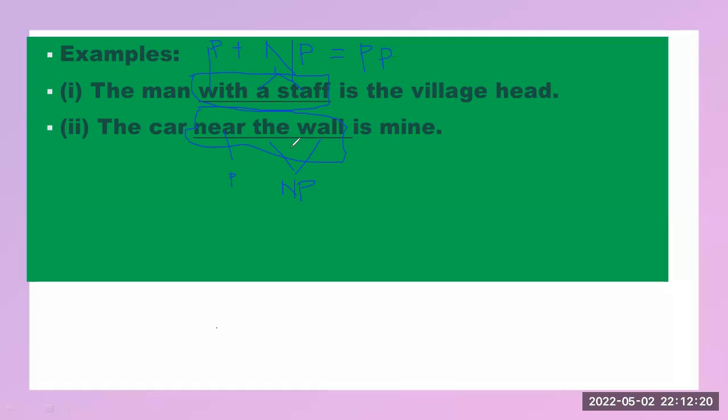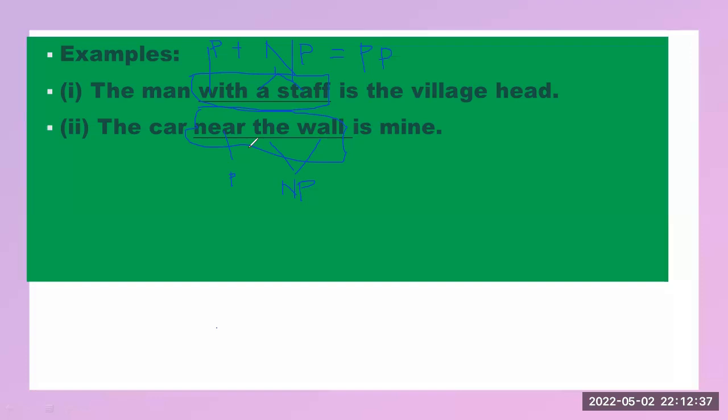All right? So that is the work of an adjective, to describe a person or a thing. And this group of words helps to describe the car we are talking about. So it's doing the work of an adjective.